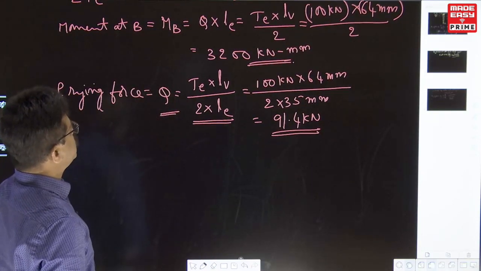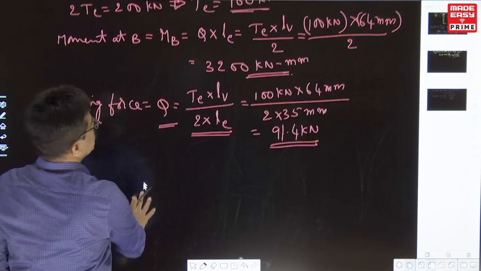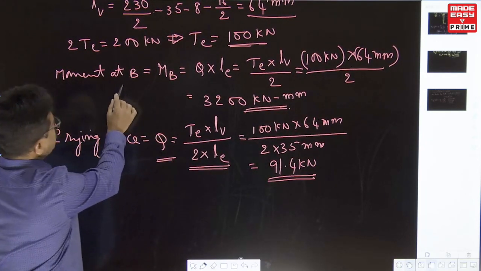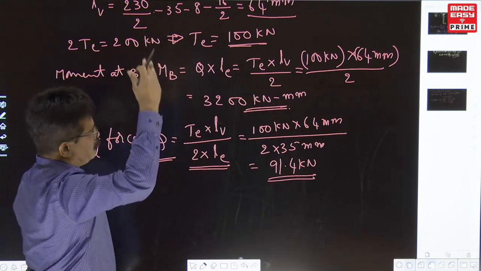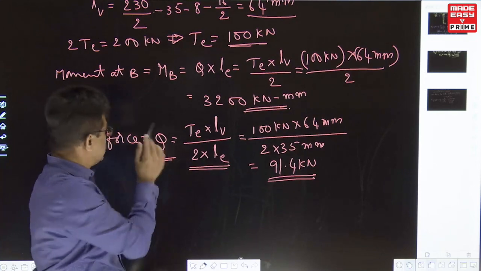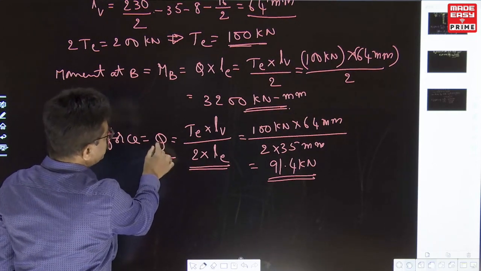The Q value is 91.4 kilonewton and the moment at B is 3200 kilonewton mm. Now you have to check whether the moment capacity of the plate is more than 3200 or not. Second, the prying force is only so much. What is the tension in the bolt?